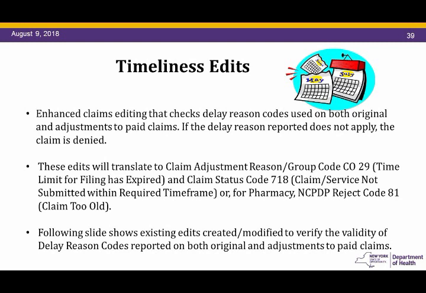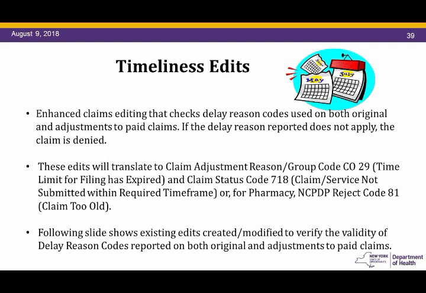We're going to move on to discuss enhanced editing. Enhanced claims editing checks delay reason codes used on both original and adjustments to paid claims. If the delay reason reported does not apply, the claim is denied. These edits will translate to claim adjustment reason group code CO29 and claim status code 718, or for pharmacy NCPDP rejection code 81. The following slide shows existing edits created or modified to verify the validity of delay reason codes reported on both original and adjustments to paid claims.